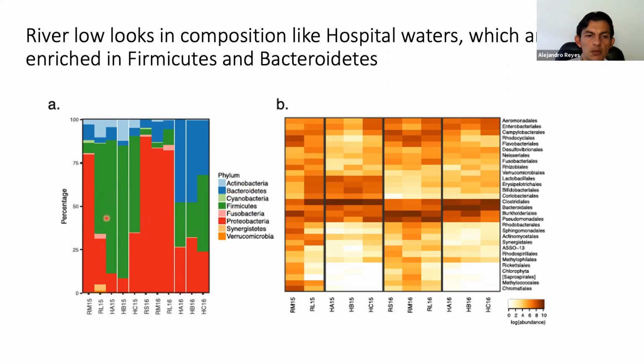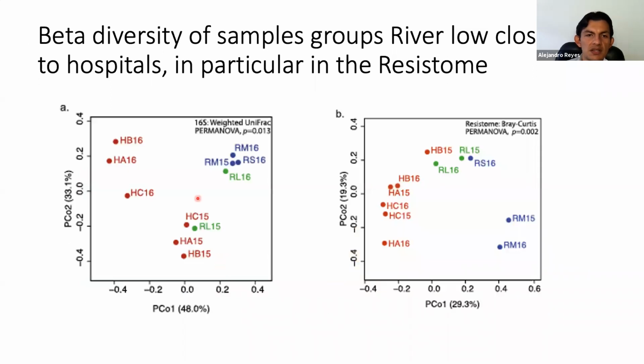But importantly, what we see is that the river, after passing through the city, begins looking similar to those residual waters, with that increase in Firmicutes and Bacteroidetes. When we do the clustering, this is based on the 16S, and this is based on the resistome, we can see that some of the samples from the river, especially the low river after passing through the city, begin to cluster with the hospitals more than the waters. And interestingly, in terms of the resistome, more of the river begins clustering with the hospital samples.